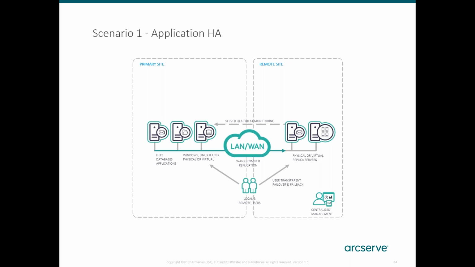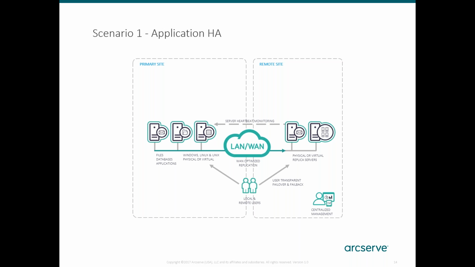So going into the scenarios. First of all, we have Application High Availability, and this is the scenario I will demonstrate today. What we have is a master server that we are protecting with an engine, and we have a replica server at the secondary side. In Application HA, the replica server is a standby server.